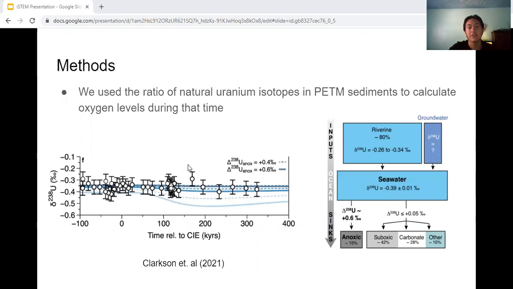How do we study the changes in ocean oxygen levels? We use the ratio of heavier to lighter uranium isotopes, which is sensitive to oxygen levels, to reconstruct ocean oxygen levels during the PETM. Specifically, when the ocean loses oxygen, ocean water will contain more of the light isotope, or more of the negative isotope. We analyzed a uranium dataset published by Clarkson 2021.